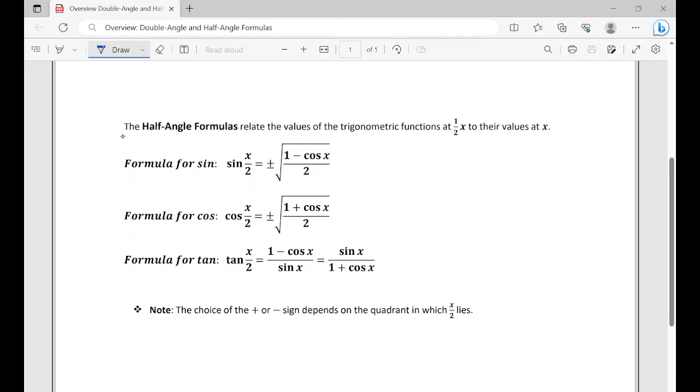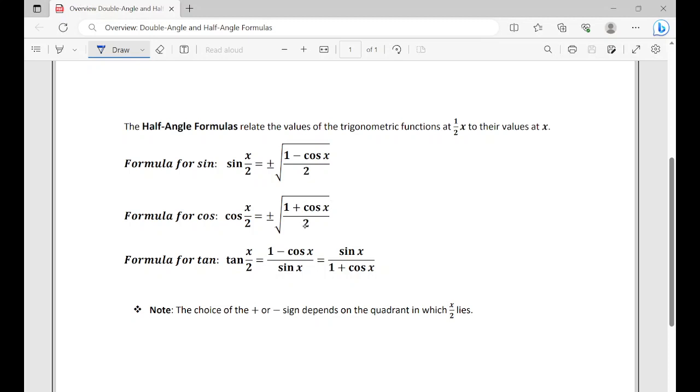Next, the half angle formulas relate the values of the trigonometric functions at x over 2 to their values at x. So the formula for sine of x over 2 is equal to plus or minus the square root of (1 minus cosine x) divided by 2. The formula for cosine of x over 2 is equal to plus or minus the square root of (1 plus cosine x) over 2.